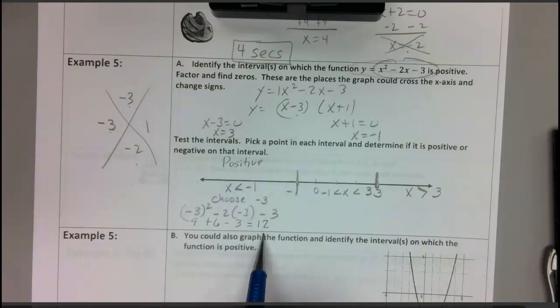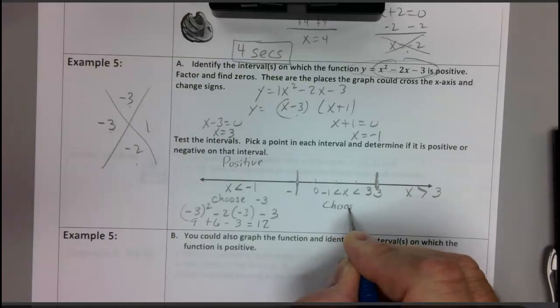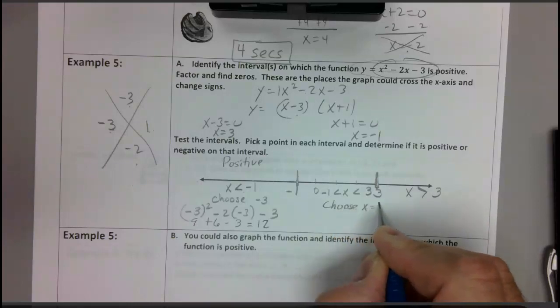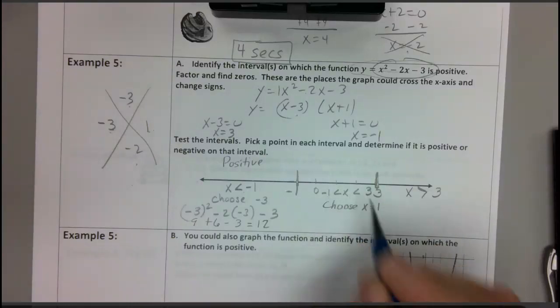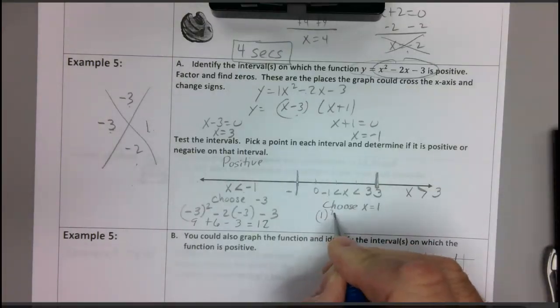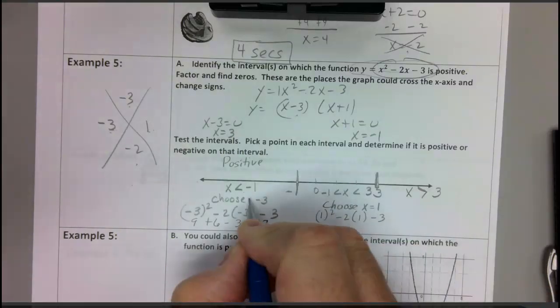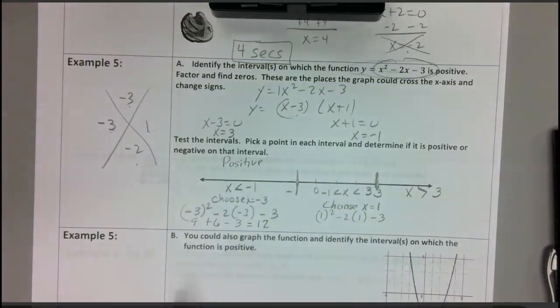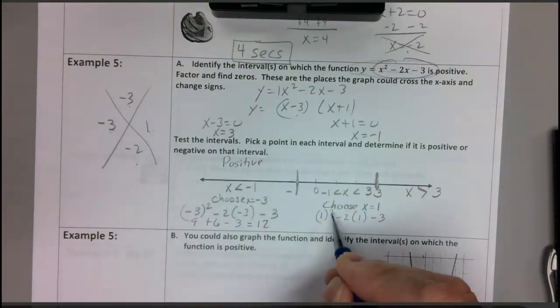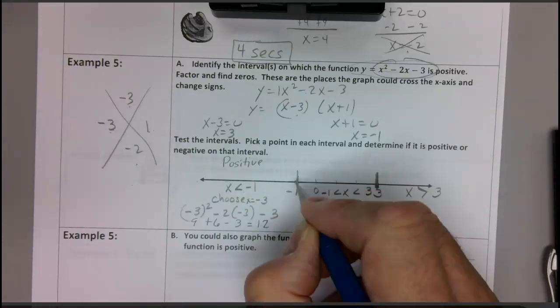Now let's pick a number over here. I'm going to choose x equals 1 because 1 is between the negative 1 and 3. So I plug in 1, I get 1 squared minus 2 times 1 minus 3. Over here I used x equals -3, correct? So here I'm going to choose x equals 1. So 1 squared is 1, minus 2, minus 3. So I get -4, which is negative. So this interval from here to here is negative.